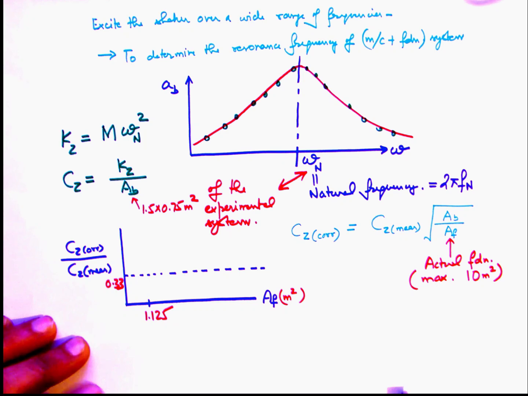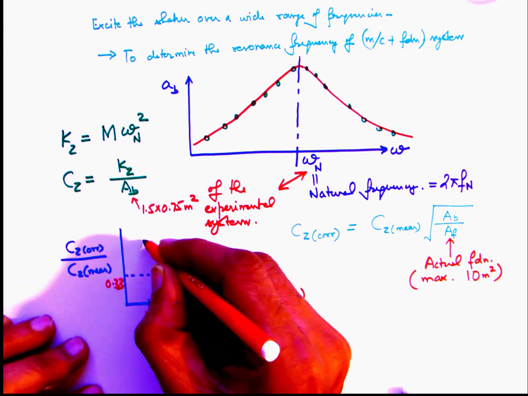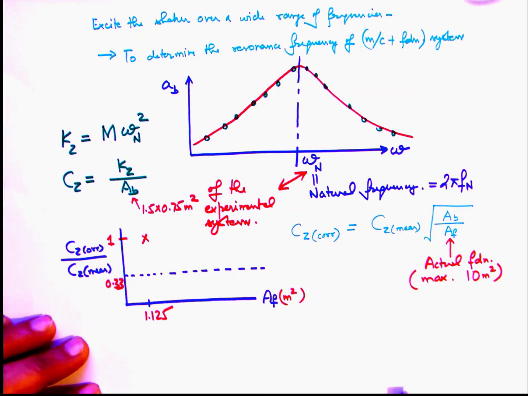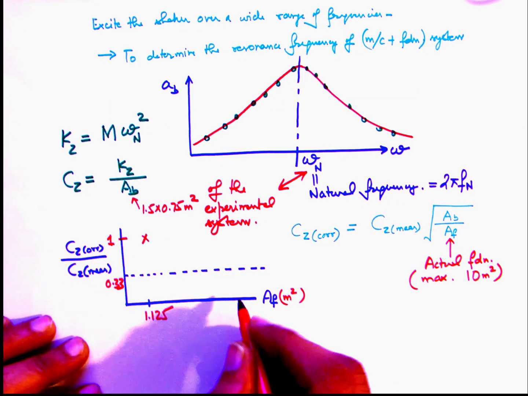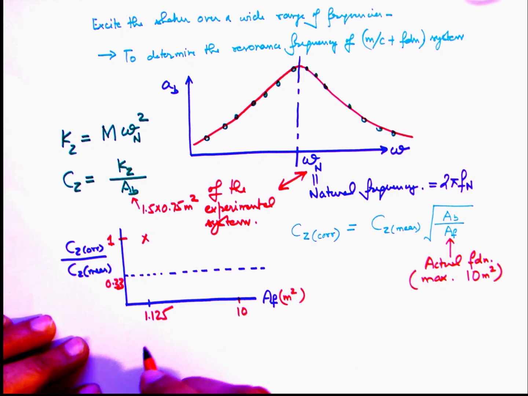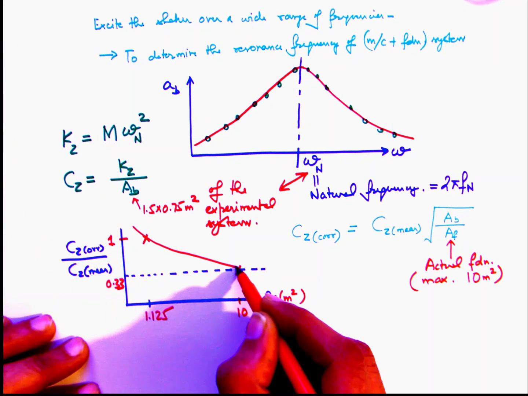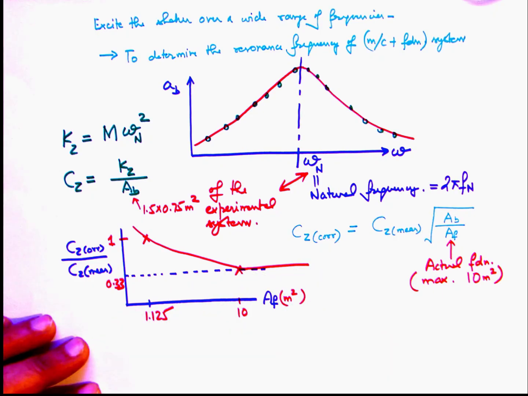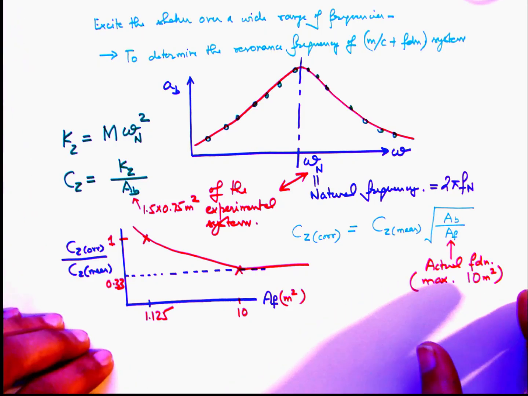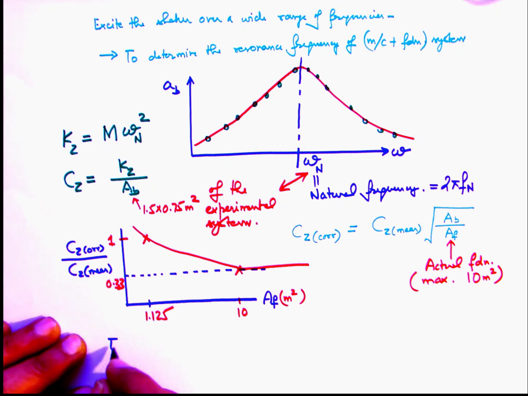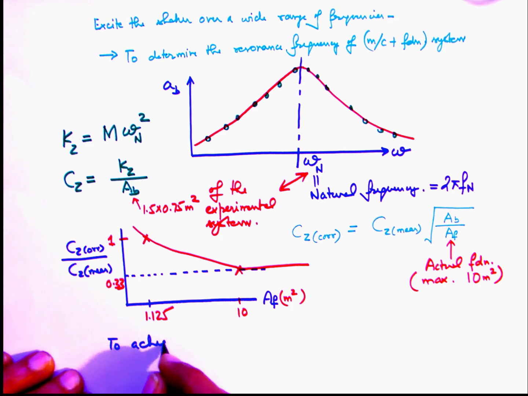So essentially the small block used for conducting this experiment has a size of 1.5 by 0.75 meter, which boils down to 1.125 meter square. So up to 10 meter square of area, the variation is the way it's shown here, and after that the correction factor is deemed to be constant. So then the size effect is more or less saturated.